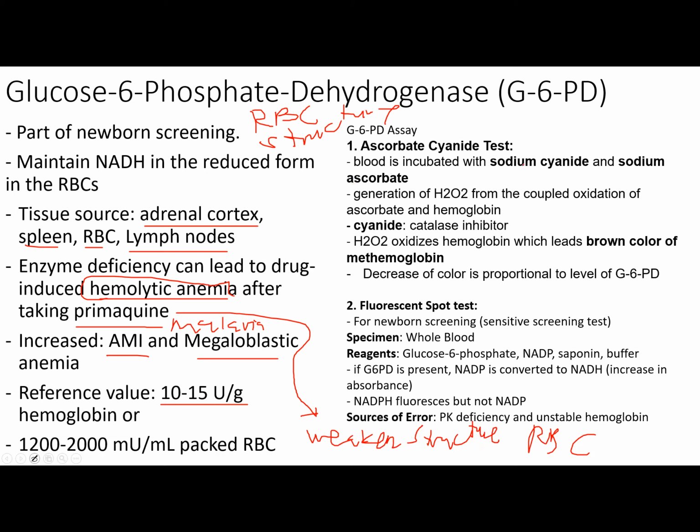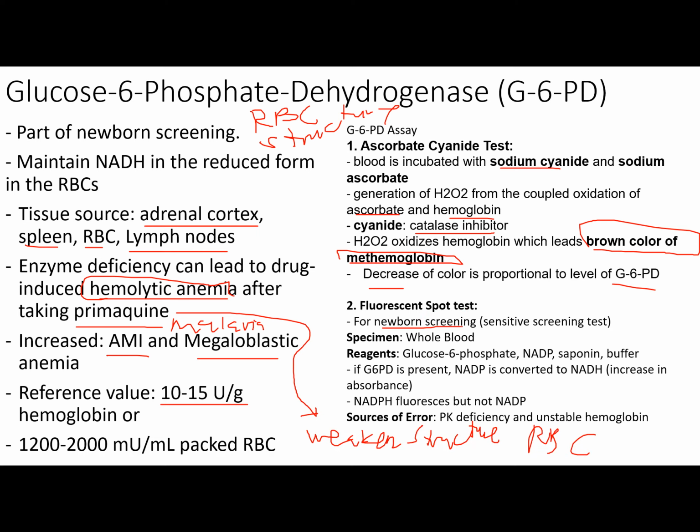So we have your ascorbate cyanide test. Blood is incubated with sodium cyanide and sodium ascorbate. Generation of hydrogen peroxide from the coupled oxidation of ascorbate and hemoglobin. Cyanide would be the catalase inhibitor. Hydrogen peroxide oxidizes hemoglobin, which leads to a brown color of methemoglobin, class. Decrease of color is proportional to the level, take note of that, class, decrease of color is proportional to the level of G6PD.